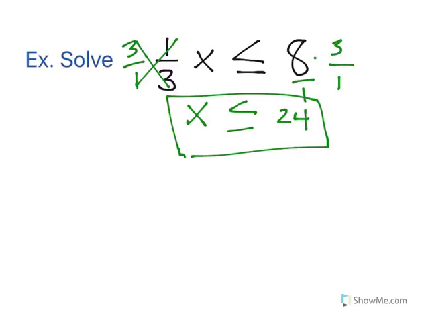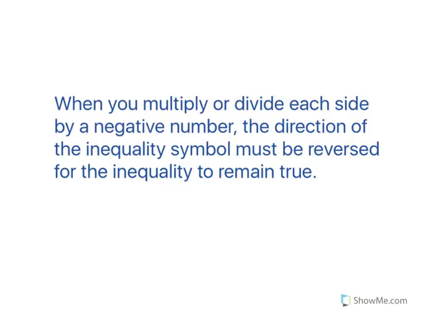And again, you can plug in any number less than 24 into our variable x to see if it works in order to check it. For the sake of time, we'll just keep going here, but please make sure you go back and check your work. Next, this is a really important rule that comes up. When you multiply or divide each side by a negative number, the past two examples we divided by a positive number. So when you divide by a negative number, the direction of the inequality must be reversed for the inequality to remain true. So when we divide or multiply by a negative number, we actually have to flip the inequality. I'm going to show you what this means and what it looks like.